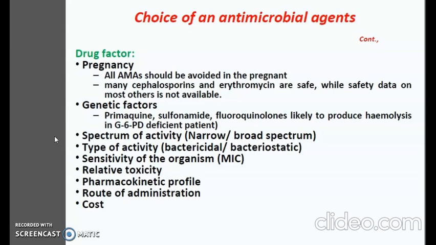During pregnancy, all antimicrobial agents should be avoided, even though many cephalosporins and erythromycins are safe. And the next one is genetic factors. Primaquine, sulfonamides, fluoroquinolones are likely to produce hemolysis in glucose-6-phosphate dehydrogenase deficient patients. And the other drug factors include the spectrum of activity, type of activity, sensitivity of the organism, relative toxicity, pharmacokinetic profile, route of administration, and cost.